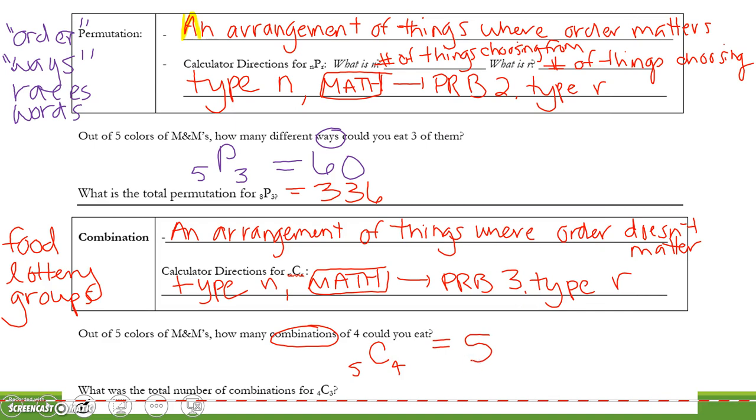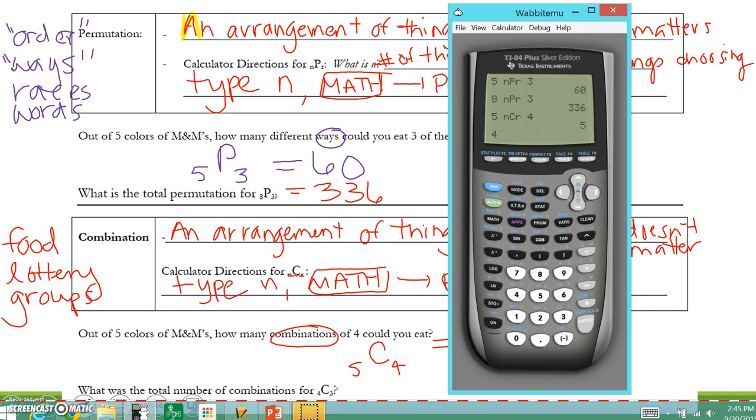Alright, now we're going to do the one on the bottom. This one just gives it to us. So 4. And then number 3. 3. And that is number 4.